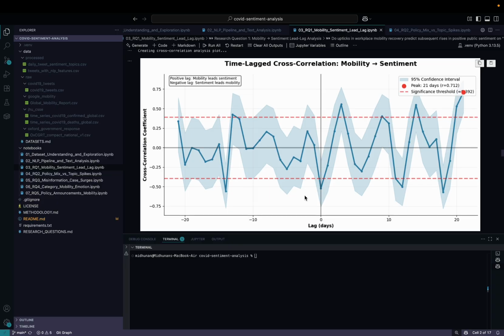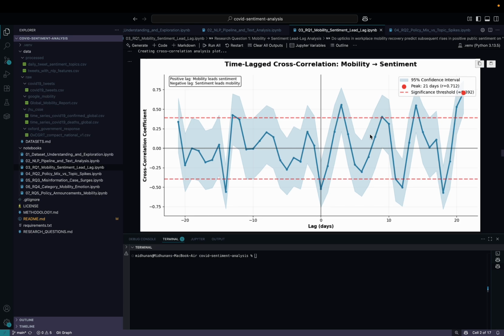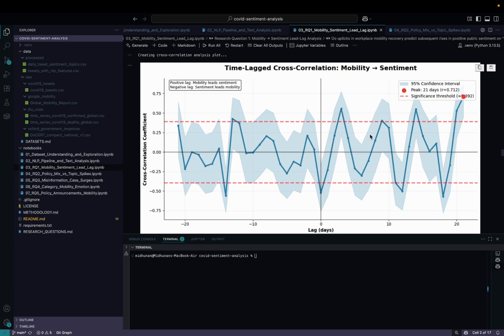So this is the visualization graph, a dual axis plot, where orange is for the sentiment and the blue is for the mobility. This cross correlation plot shows the peak at 21 days with a high threshold of 0.392 and a 95% confidence interval. So this directly relates the sentiment analysis and the sentiment directly leading to the mobility.